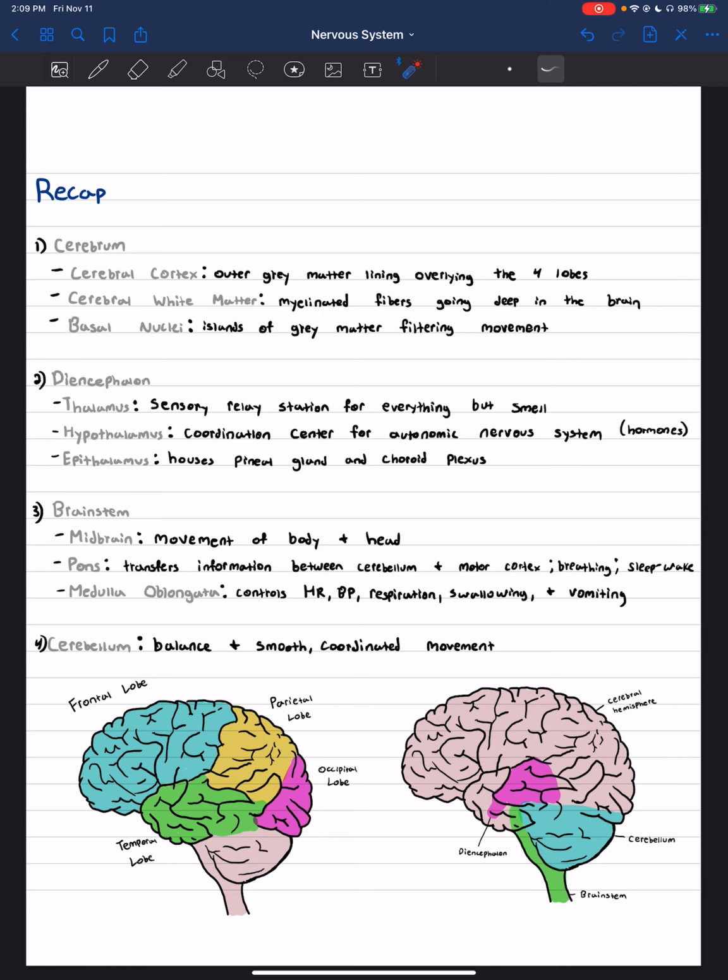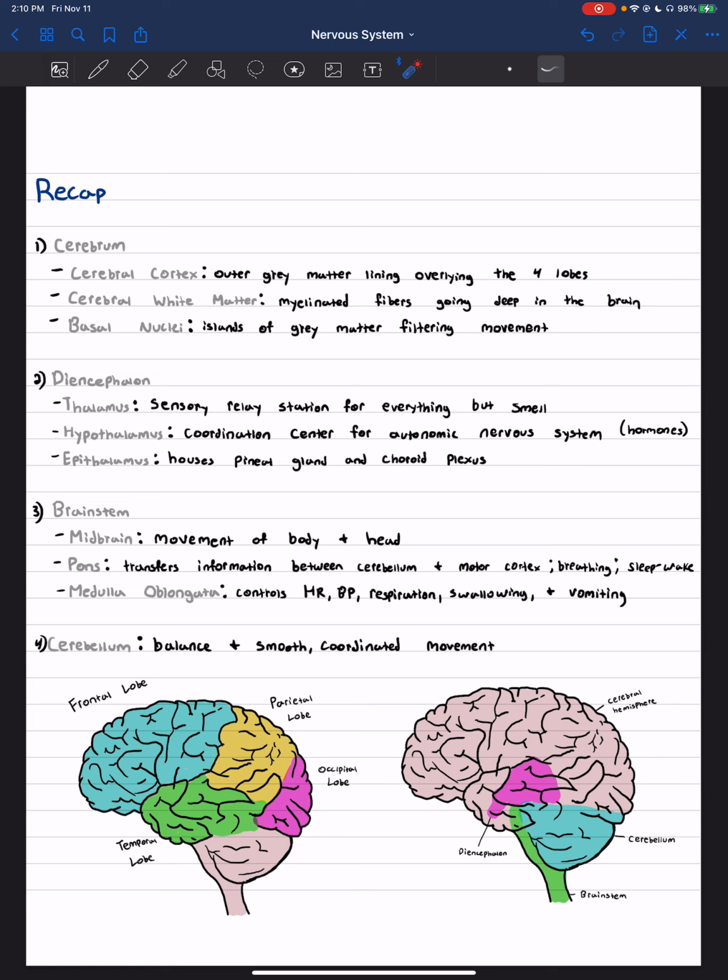Then we've got our brainstem, which consists of the midbrain, the pons, and the medulla oblongata. So the midbrain is responsible for the movement of our body and head. The pons transfers information and acts as kind of a bridge between the cerebellum and the motor cortex, and it's responsible for breathing in the sleep-wake cycle. The medulla or the medulla oblongata is very essential for autonomic functions like heart rate, blood pressure, respiration, swallowing, and vomiting.